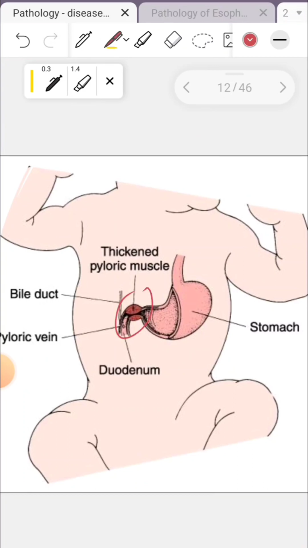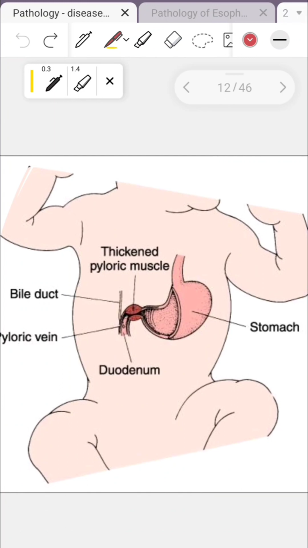It is called pyloric stenosis or hypertrophic pyloric stenosis. The presentation is normally not at birth. The presentation of pyloric stenosis classically takes 2 weeks; it presents after 2 weeks of birth. It needs time for the muscle hypertrophy to develop.